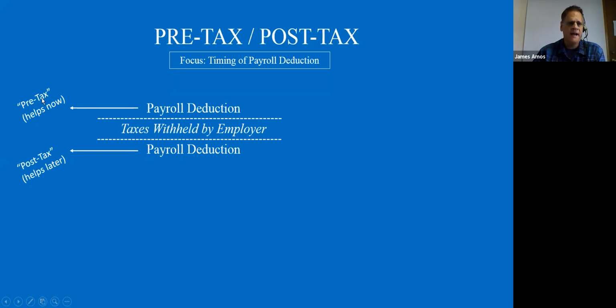Those that are pre-tax help you now, meaning you're going to get a tax break now because it's going to bring down the amount of income they're withholding taxes on. It helps you now, but you end up usually paying taxes on that at some point later. Post-tax is exactly the opposite. You've already paid taxes on all of your income, so it's going to help you later, but it's not going to give you any kind of tax break now.